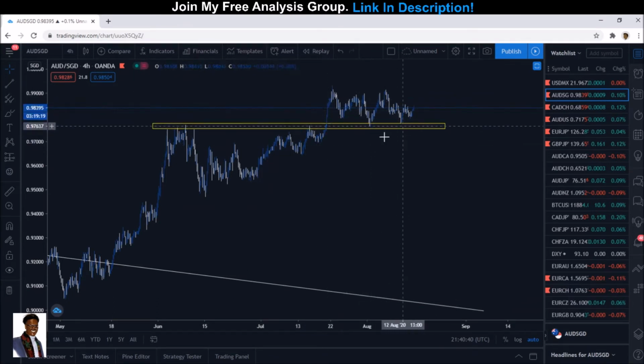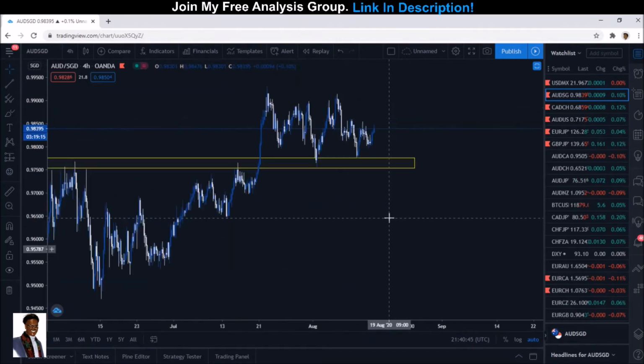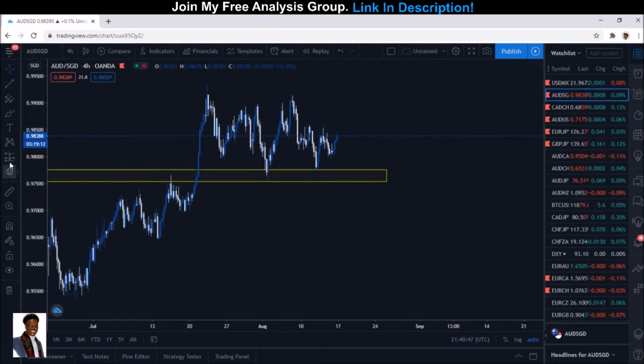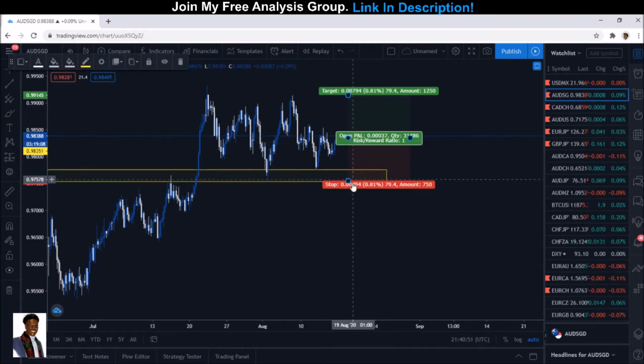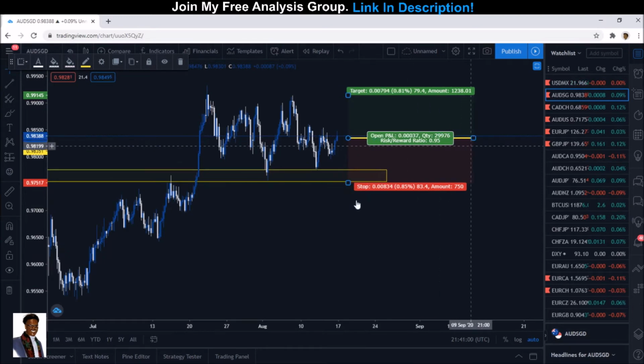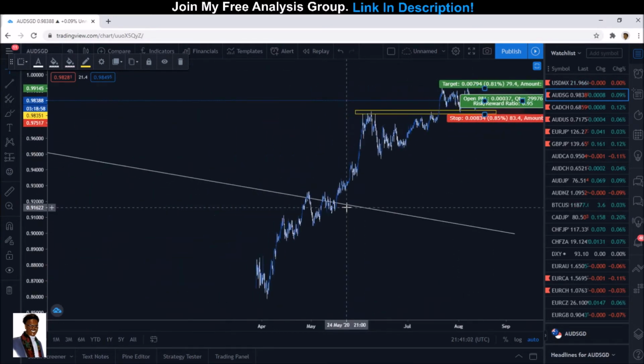I like the rejections that we've created at this level. I am looking to potentially go long on this pair, right? So if we consider our risk to reward, I'd probably put my stop loss right below those previous lows in the market, and I would target some previous highs that we've created.